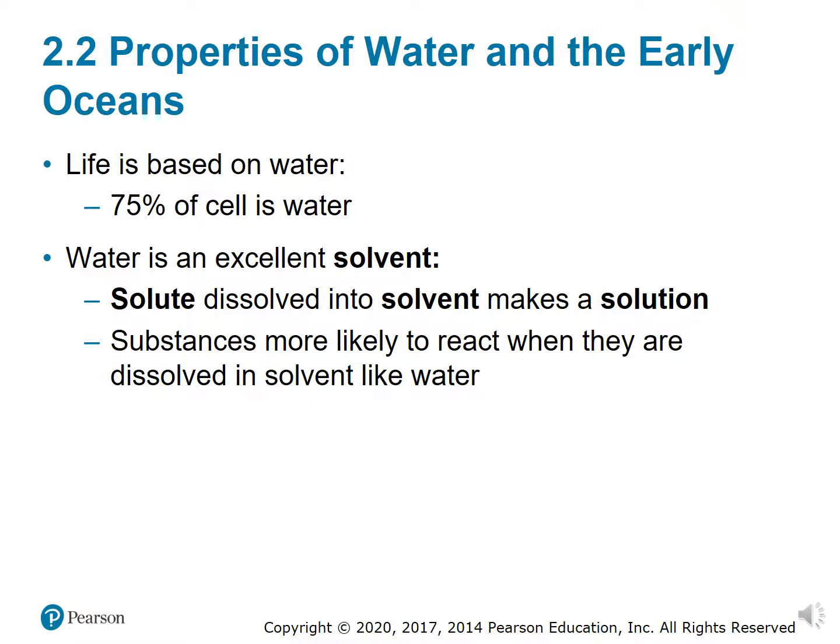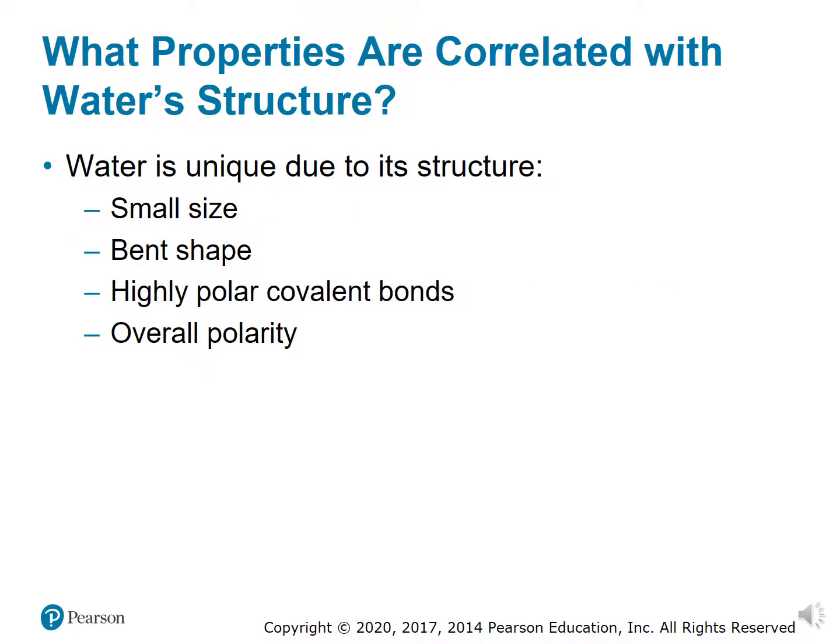Another example would be coffee in the morning. The solvent is water, the molecules of coffee are the solute, and the two of them together is the solution, especially when you put in sugar and cream. Water is unique because of its small size and its bent shape. It has highly polar covalent bonds, and it's highly polar, which means it's like a magnet. You know, like the magnet that you find on your refrigerator. It has a positive side and a negative side.